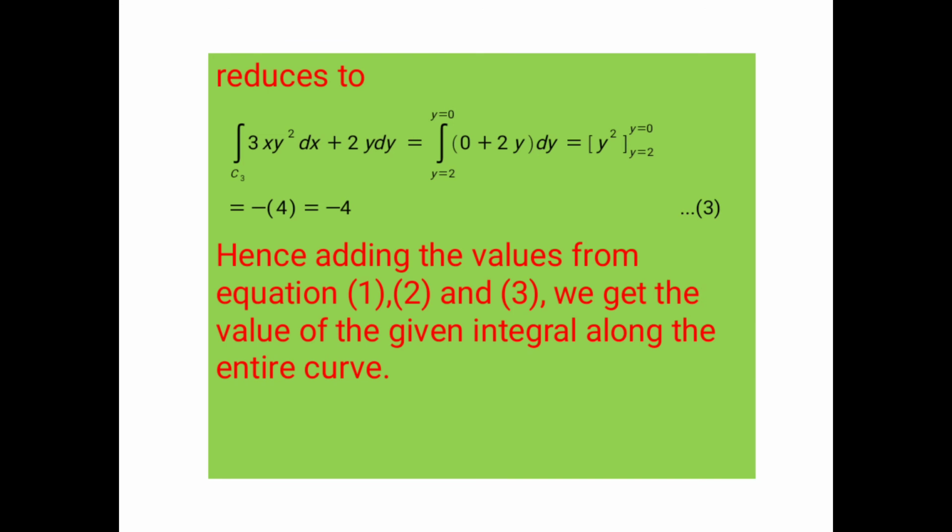So when we integrate along the line C1, we have the value as equation 1, and when we integrate on the line C2, we have the value as equation 2, and when we integrate on the line C3, we have the value as equation 3. Hence adding these values from equations 1, 2 and 3, we get the value of the given integral along the entire curve C. So I leave it to you to add these values and get the required answer.